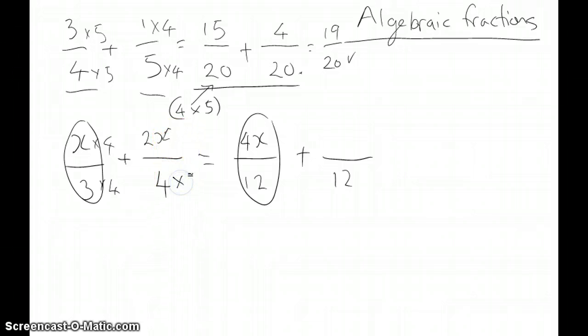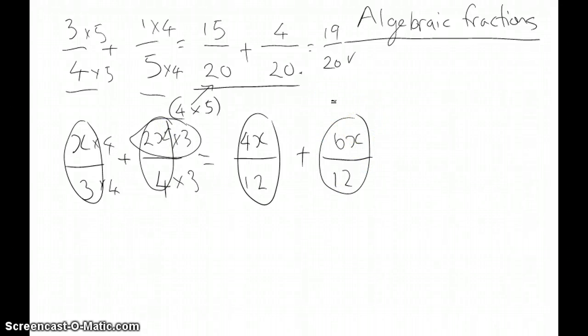Over here, I multiplied the denominator by 3. I should also multiply the numerator by 3 to have an equivalent fraction. 2x times 3 is 6x. So the equivalent fraction of 2x over 4 is 6x over 12. They are the same fraction.